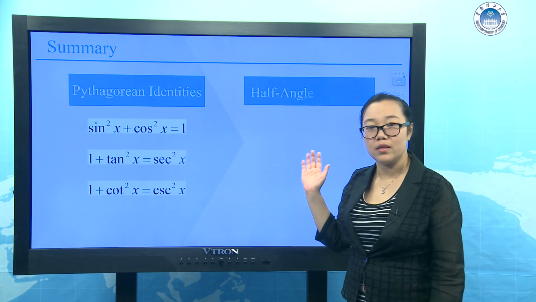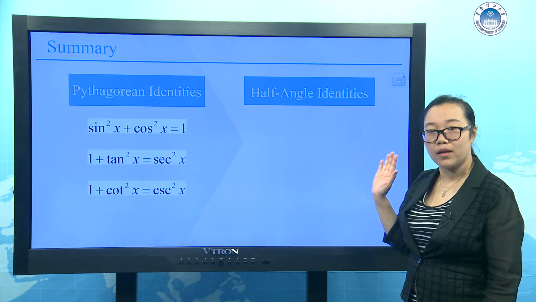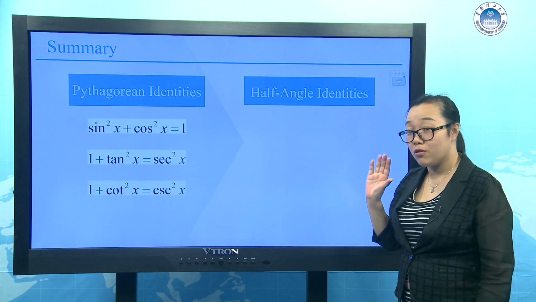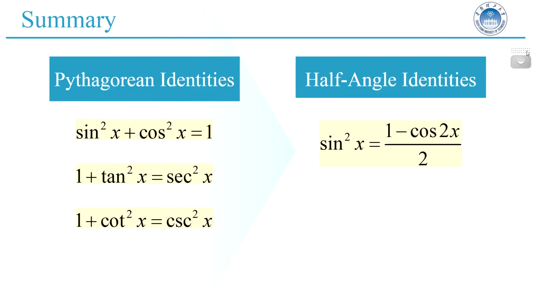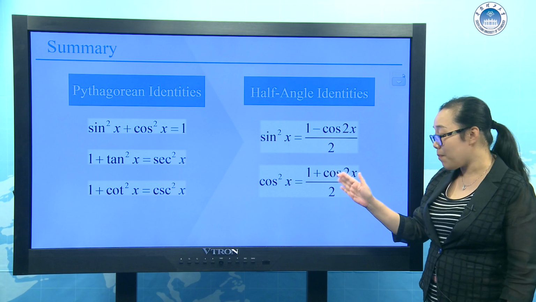Now look at the second, the half-angle identities. So we have the first: sin x squared equals 1 minus cosine double x over 2. Try to remember the formula. Pay attention to the sign: 1 minus cosine double x. The second: cosine x squared equals 1 plus cosine double x over 2. Try to remember the sign, 1 plus.